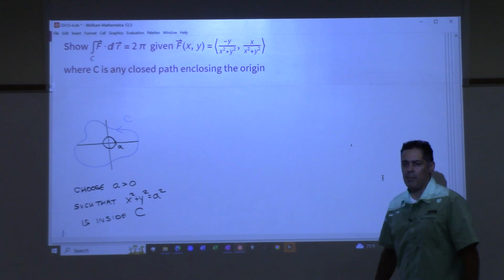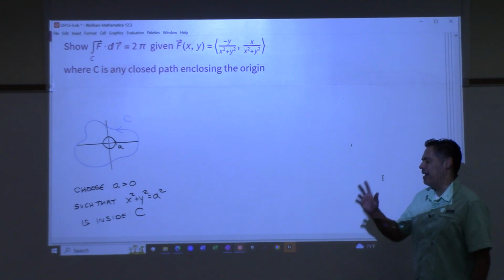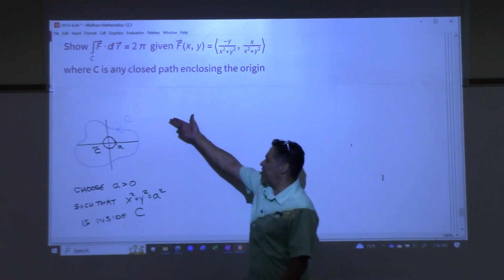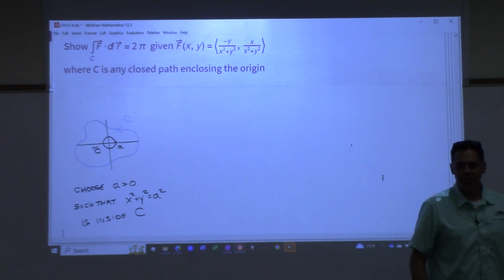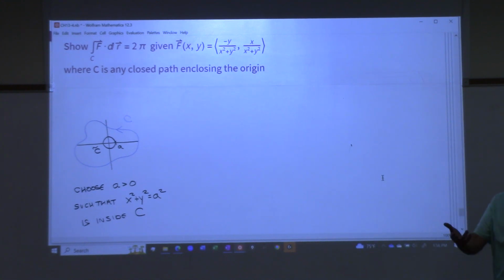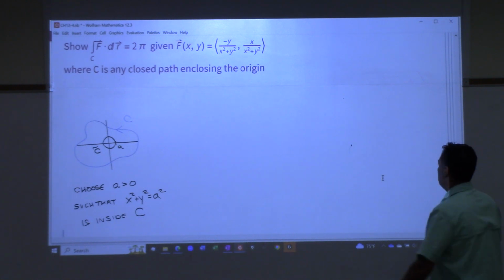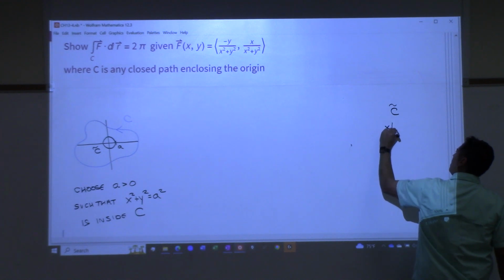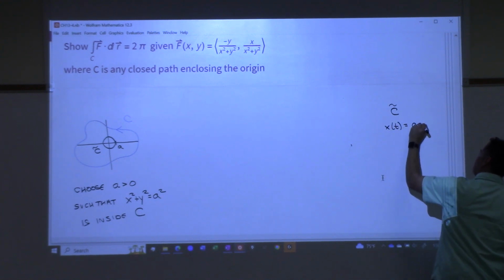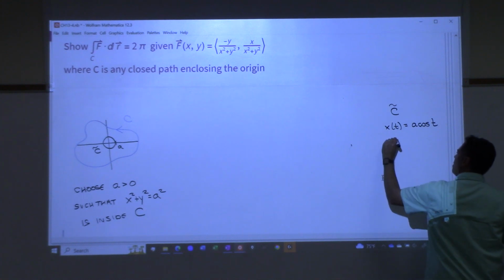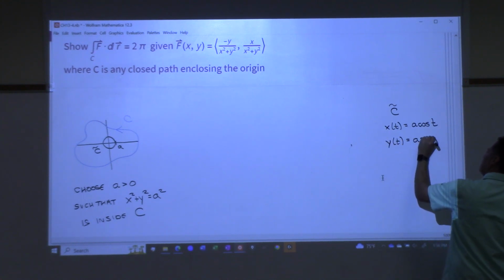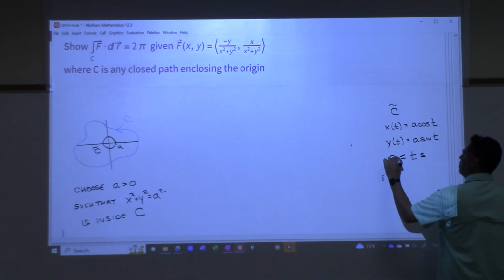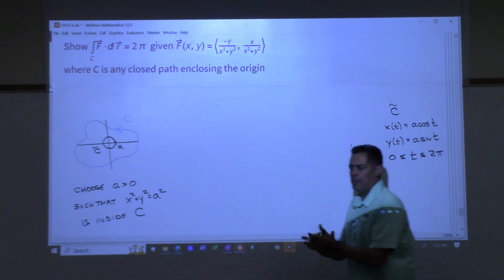Now, how can you draw it? Let's call it C tilde. I could have called that C1 and C2, but I'm just going to use some different notation. That's C tilde. Can you draw C tilde for me? Can you give me the parametric representation of C tilde? So x of t is, what did you say? A cosine t, and then y of t is a sine t. We all good? t is going to go between 0 and 2 pi. That will draw me C tilde, right?